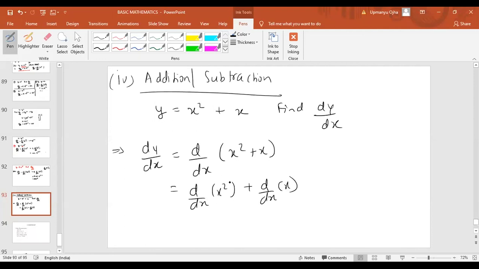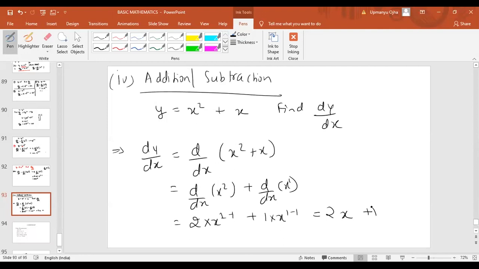Now we can see that we have converted it into the second rule, the x power n form. Whenever x power n form is there, the derivative of x power n will be n x power n minus 1, which means 2 into x power 2 minus 1, plus this is x power 1 form, so 1 into x power 1 minus 1. So we get the answer as 2x plus 1. Very good.